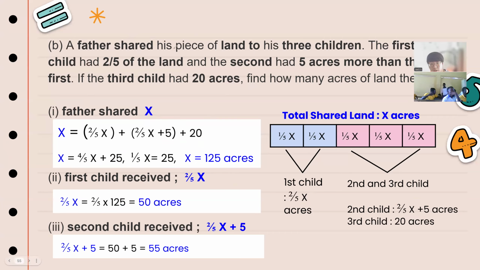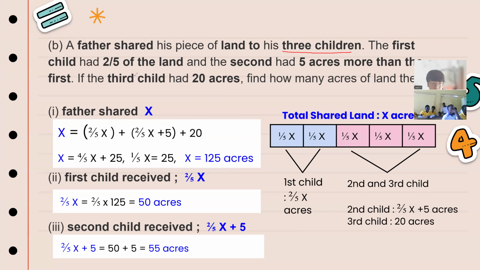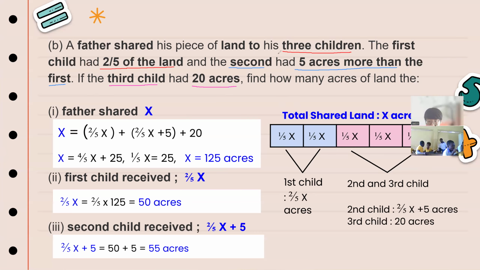So, a father shared his piece of land to his 3 children. The first child had 2 over 5 of the total land. The second child had 5 acres more than the first. And the third child had 20 acres. And it asks how many acres the father had.